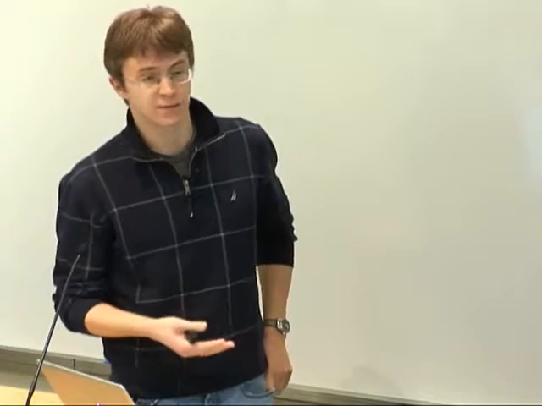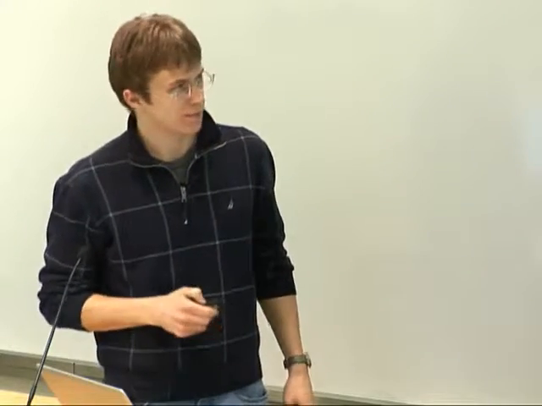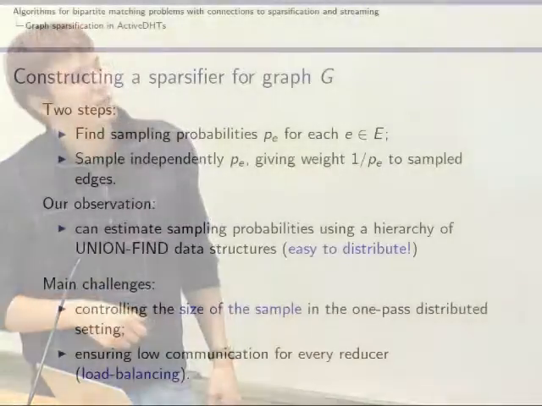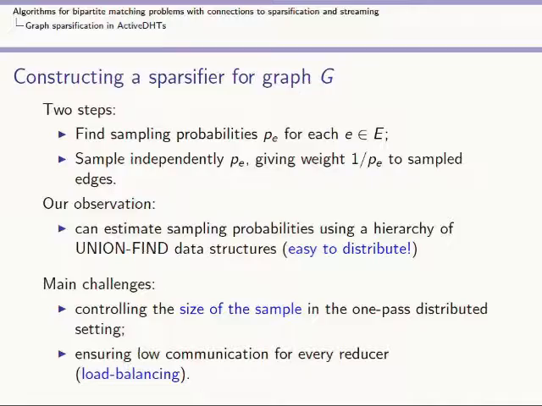To do that, first I would like to look at how standard efficient algorithms for constructing sparsifiers work. In general, there are two steps. First, one needs to find these probabilities p_e, the sampling probabilities, and once we have the probabilities, we can just sample independently using these rates and weight edges appropriately. The most important step here is, of course, how do we find the probabilities? At a high level, the observation that we use is that one can estimate these sampling probabilities using a hierarchy of union-find data structures. The benefit of this is that union-find is fairly easy to distribute.